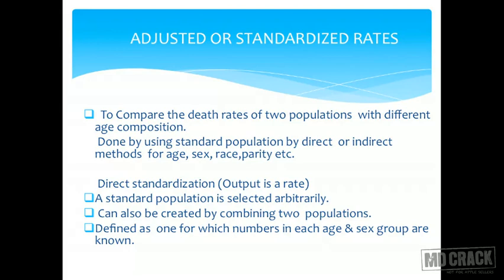In direct standardization, the output is a rate. Direct standardization is done when the population is selected arbitrarily, or can also be created by combining two populations, defined as one for which the numbers in each age group are known. Say for example, I'll apply the death rates of Somalia to a standard population.